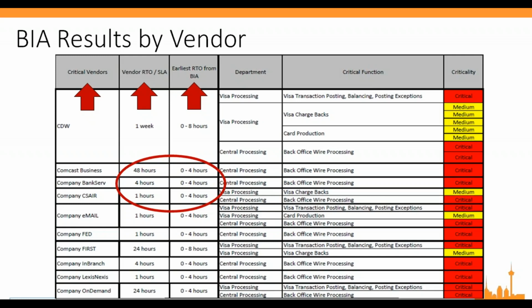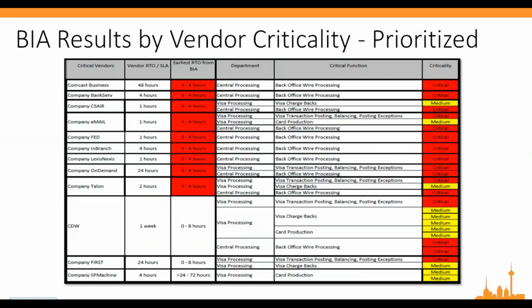It also allows you to capture the vendor RTO or service level and the earliest time a business function is required to support your business. And then you can take that information and sort it by criticality based on the recovery time and the business impact analysis. So now you have a functional list of your high critical vendors based on the support of the business function.